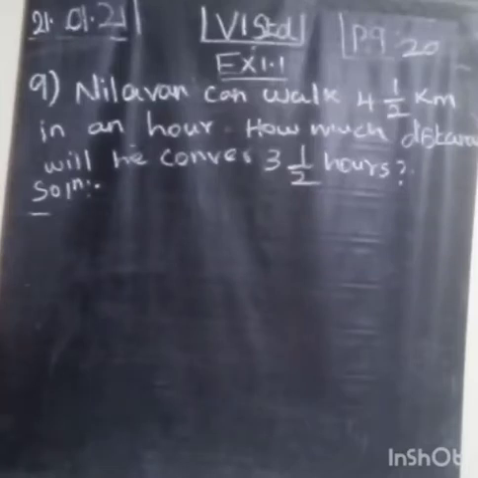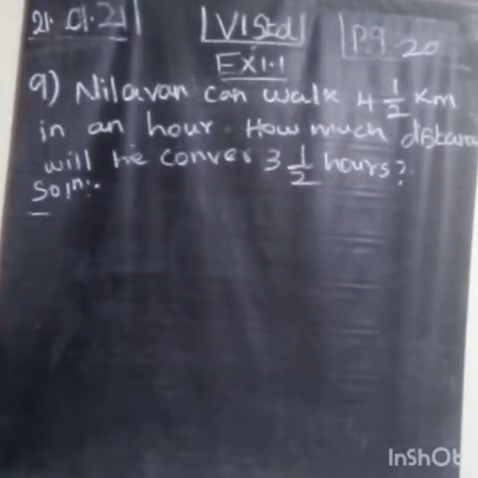Hello kids, today we are going to see exercise 1.1, question number 9. The question is, Nilavan can walk 4 1/2 kilometers in an hour. How much distance will he cover in 3 1/2 hours? See, this is a distance problem.